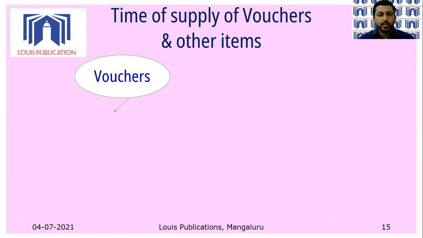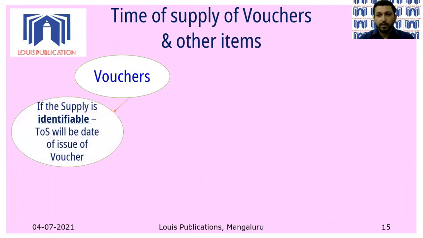Now, as far as vouchers are concerned, there are two criteria. When a voucher is made available and the supply is identifiable, the time of supply will be the date of the issue of voucher. When the supplier is giving a voucher to the recipient, that will be the time of supply. So if the supply is identifiable, let's take an example.